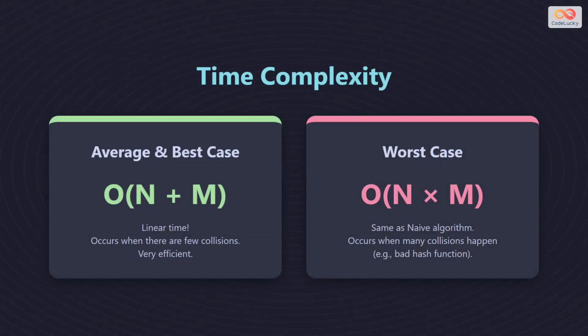In the average and best case, this algorithm runs in linear time, O of n plus m, making it very efficient. However, in the worst case with many collisions, it can degrade to O of n times m, similar to the naive approach.